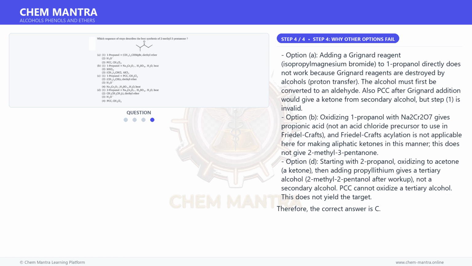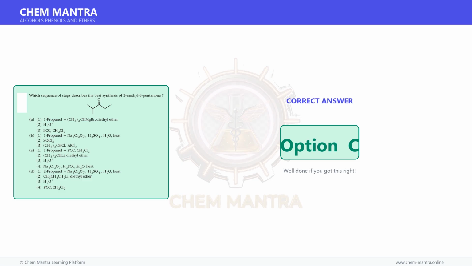workup, not a secondary alcohol. PCC cannot oxidize a tertiary alcohol. This does not yield the target. Therefore, the correct answer is option C.